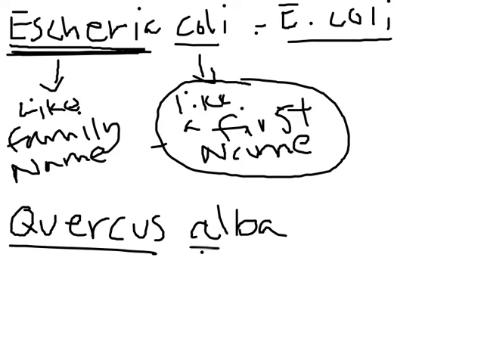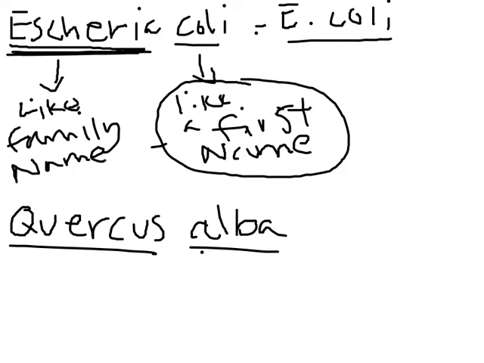Okay, Quercus alba. Alba means white in Latin. This is the genus of the white oak. So here's an example of alba. It's an adjective that describes the plant, the white oak.